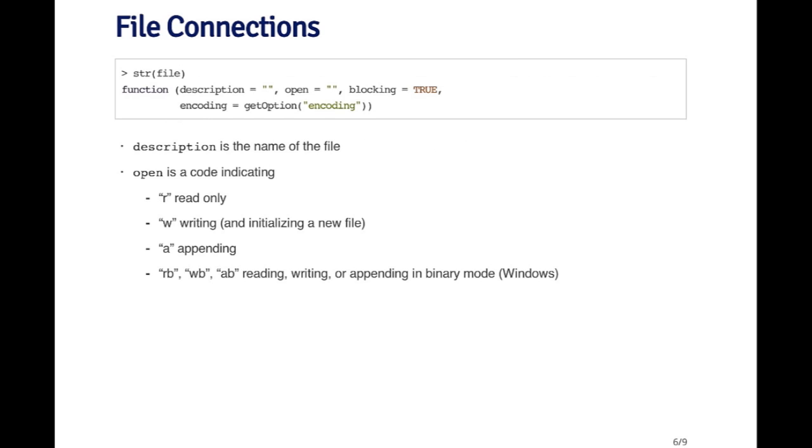So the file function here has a few arguments. The description argument is the name of the file, and then there's a flag that goes to the open argument, and you have to know what the codes are. Basically, r is for reading, w is for writing, a is for appending, and then rb, wb, and ab are for reading, writing, and appending on binary files. The other options for file are not particularly important at this time.